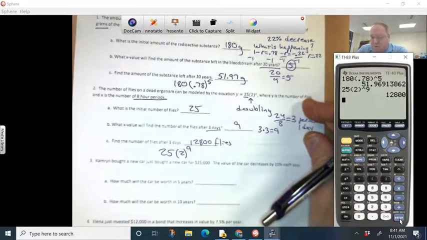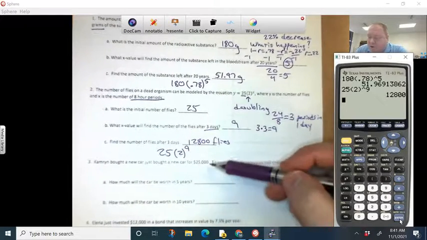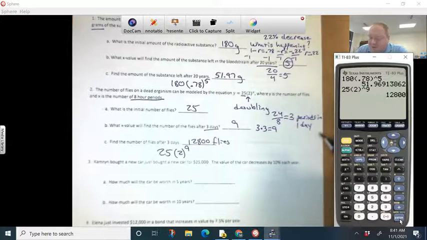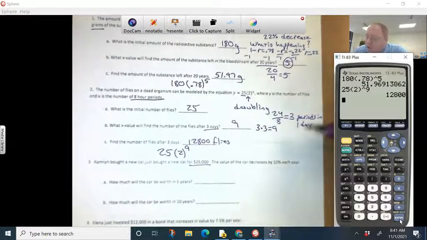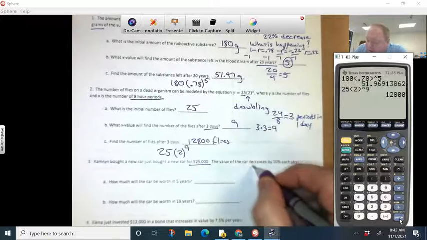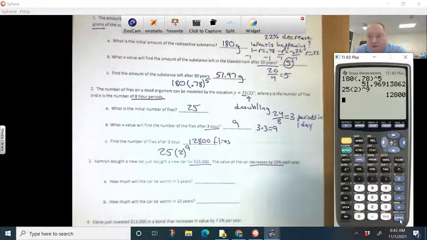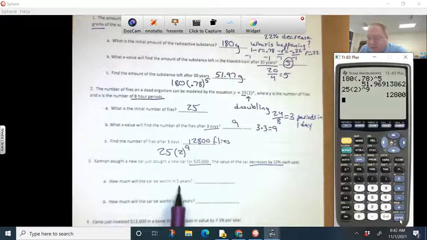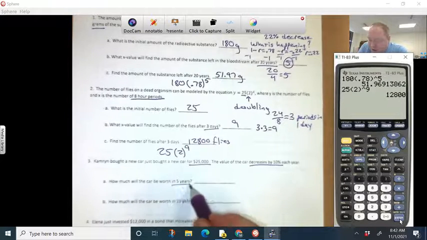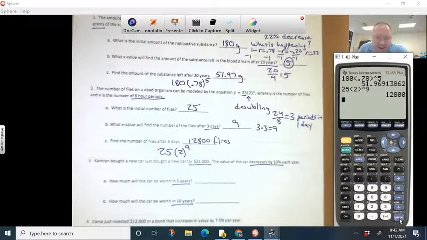Okay, number 3. Cameron bought a new car for $25,000. Okay, that's going to be my initial amount. The value of the car decreases by 10% each year. All right, so that means I have to start thinking about my equation here, because what they're asking me is, how much will it be worth in 5 years and in 10 years?